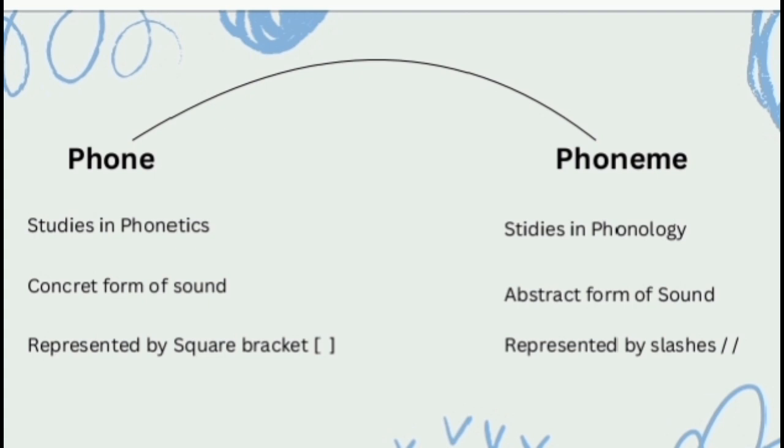Then we have phoneme. Phoneme is represented by slashes. When p, b, m or any phoneme, or any letter in easy language, is put between two slashes, that means that specific letter shows a phoneme, not a phone. And that we study in phonology. Now I have an interesting fact for you, which I am going to tell you in the next slide.